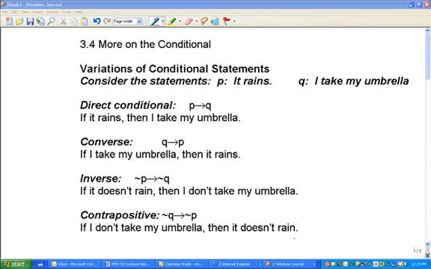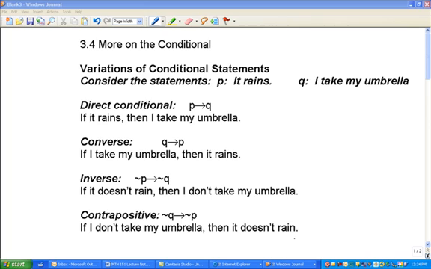In this section 3.4, we'll be talking some more about the conditional statement. And what we look at first is variations of conditional statements. If we consider the statement P, it rains, and the statement Q, I take my umbrella, the direct conditional statement is if P, then Q, or if it rains, then I take my umbrella.